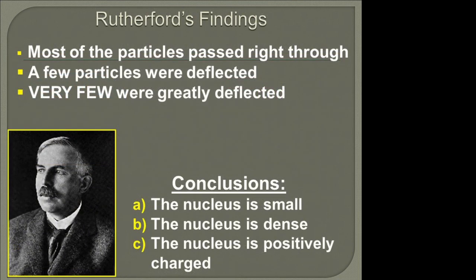Rutherford's findings: most of the particles passed right through. A few particles were deflected, very few were greatly deflected. Conclusions: the nucleus is small, the nucleus is dense, the nucleus is positively charged.